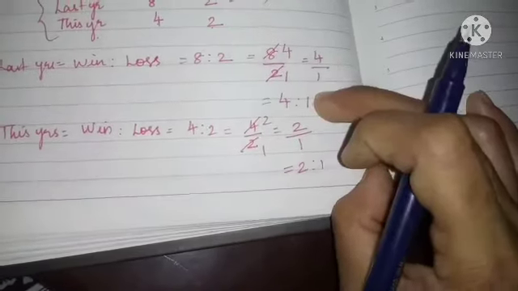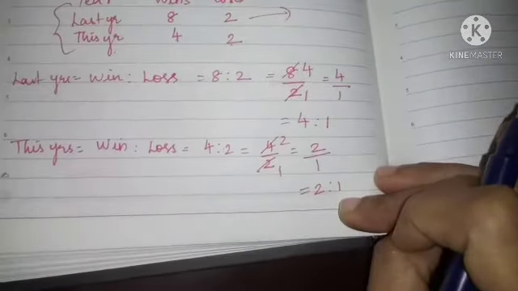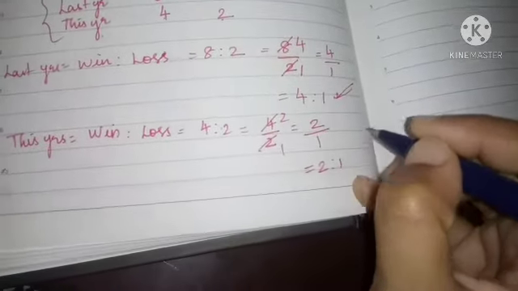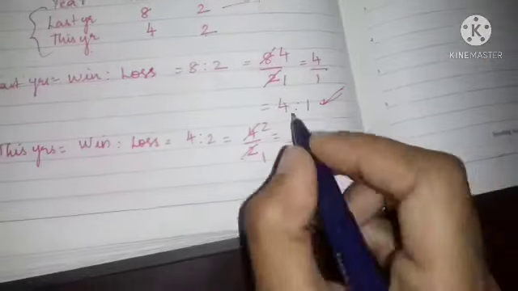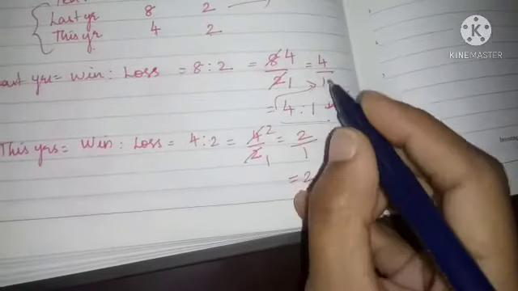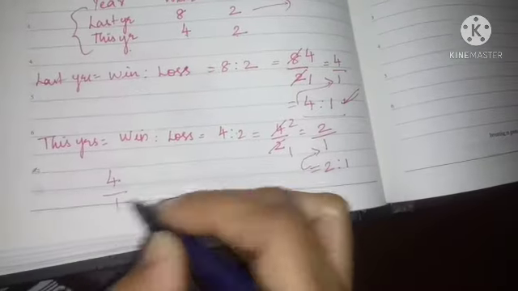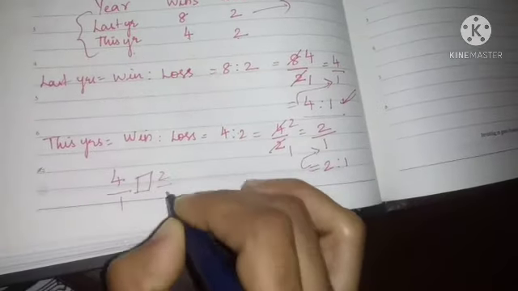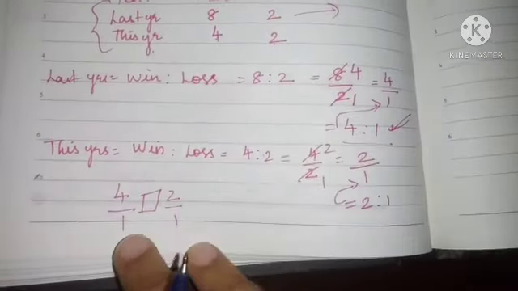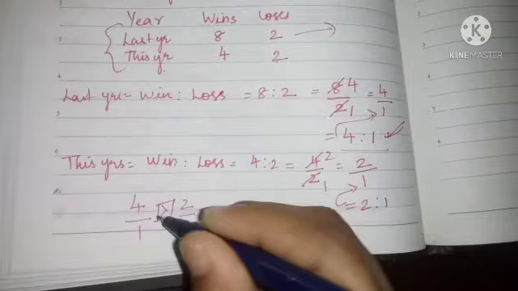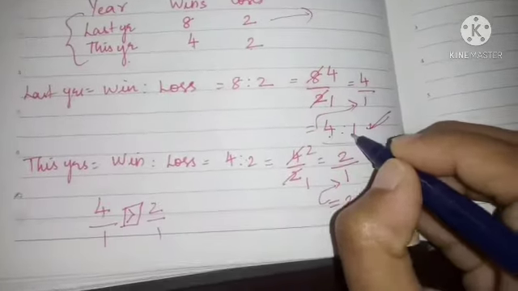Whether 4 is to 1 is greater or 2 is to 1 is greater. Obviously 4 is to 1 is greater. Because 4 is to 1 we have written as 4 by 1, and 2 is to 1 we have written as 2 by 1. So 4 by 1 is there, 2 by 1 is there. In this, which is greater? Obviously 4 by 1 is greater.